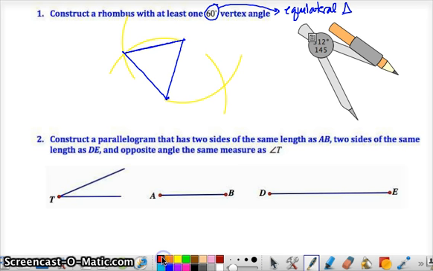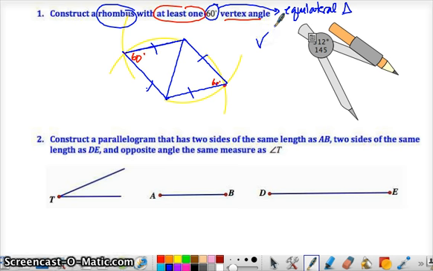So what do we know? We know this is 60 degrees right here. And if I connect to this point over here, then I'm going to have another 60-degree angle. And so I have at least one vertex angle that's 60 degrees. Is it a rhombus? Well, it has to be a rhombus because I've just created equilateral triangles. And equilateral triangles, remember, they have the same length sides. So all of these sides are congruent, which is the definition of a rhombus. We have a vertex angle that is 60 degrees, so I have accomplished number 1.